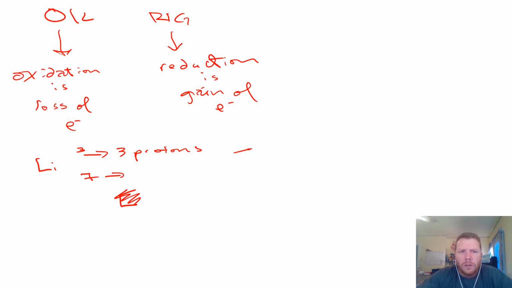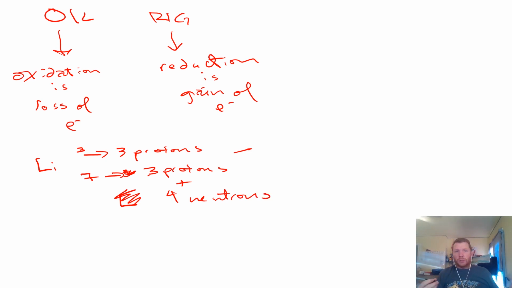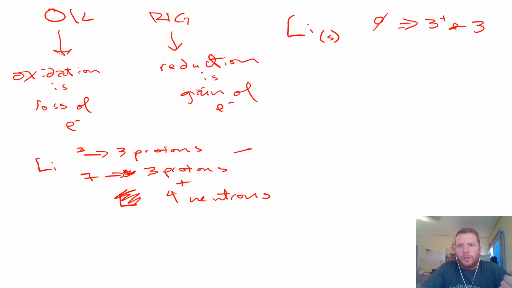So that means it has a number of protons and neutrons. So 3 protons, and 4 neutrons. What we really care about when it comes to oxidation reduction is the number of protons and electrons, because we know that lithium, as long as we're talking about lithium as a solid, Li solid, has a 0 charge, which means it has 3 protons and 3 electrons. Those basically cancel one another out.